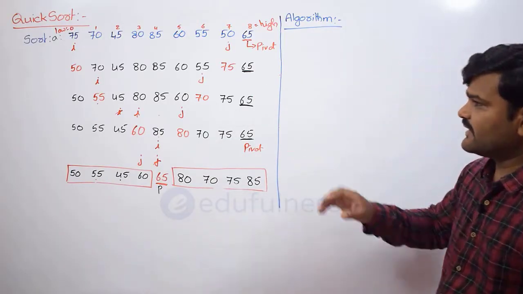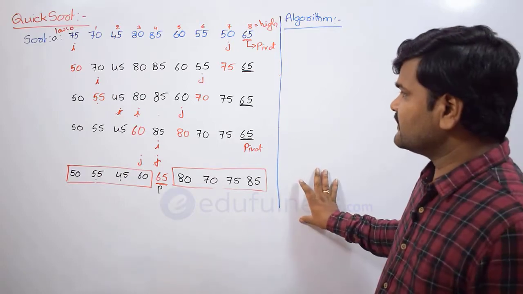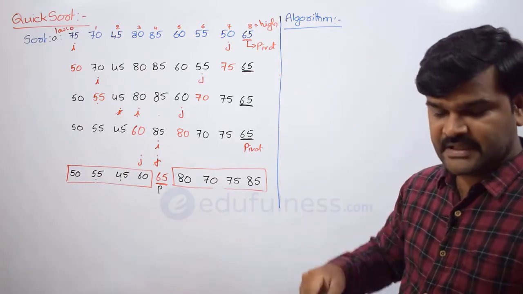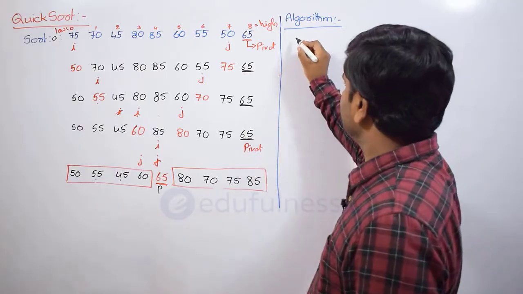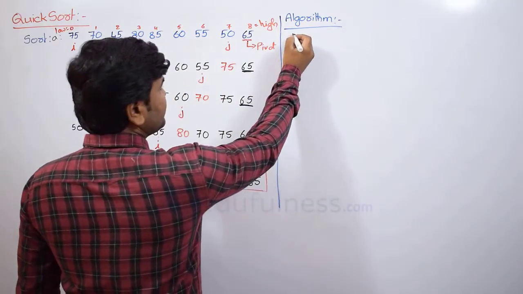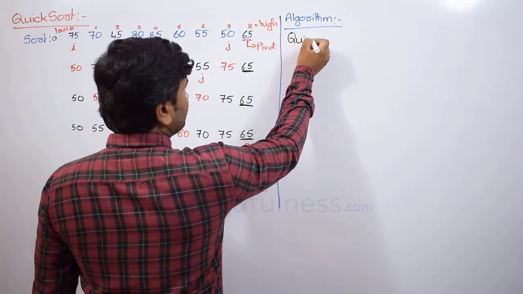So let us see here what we are going to do. So here we are calling the function name quicksort. Okay. So we are going to have a function named quicksort. So that is what quicksort.